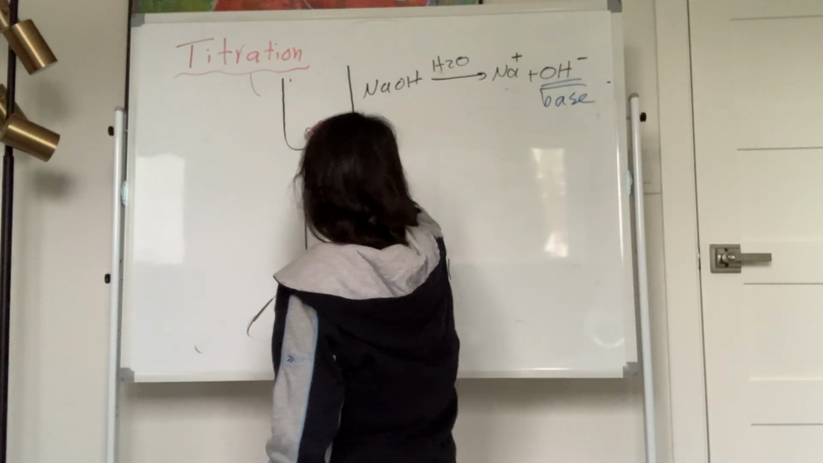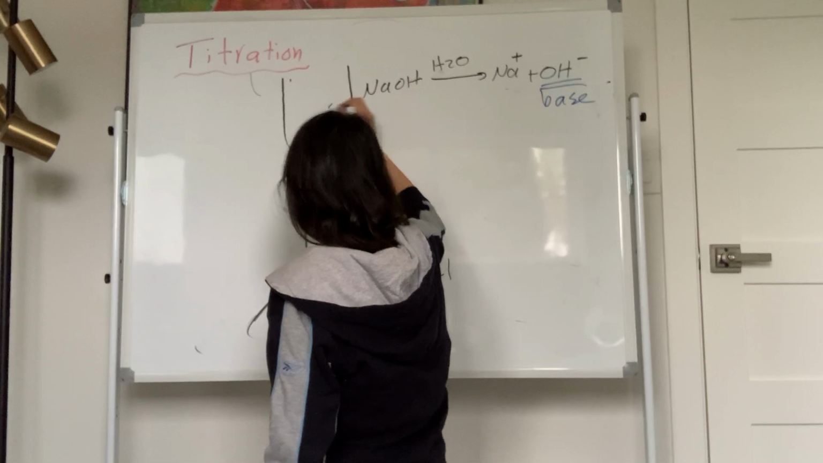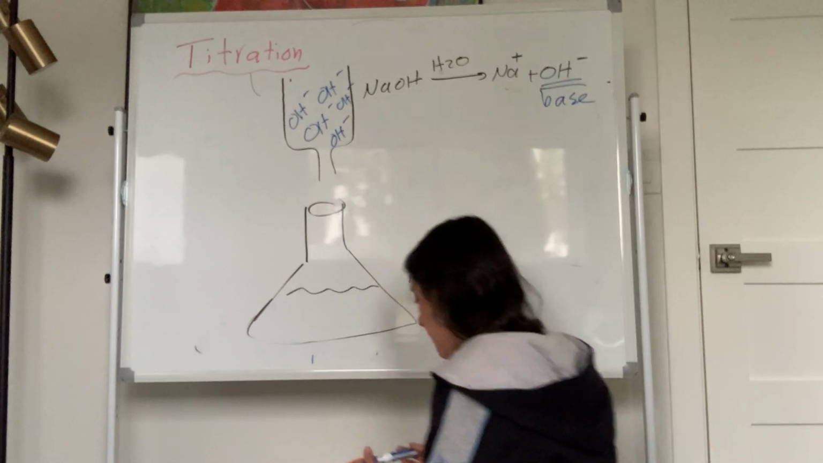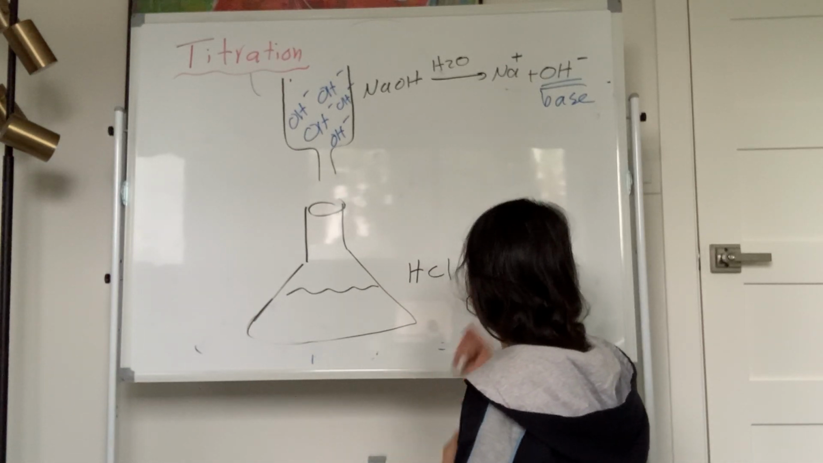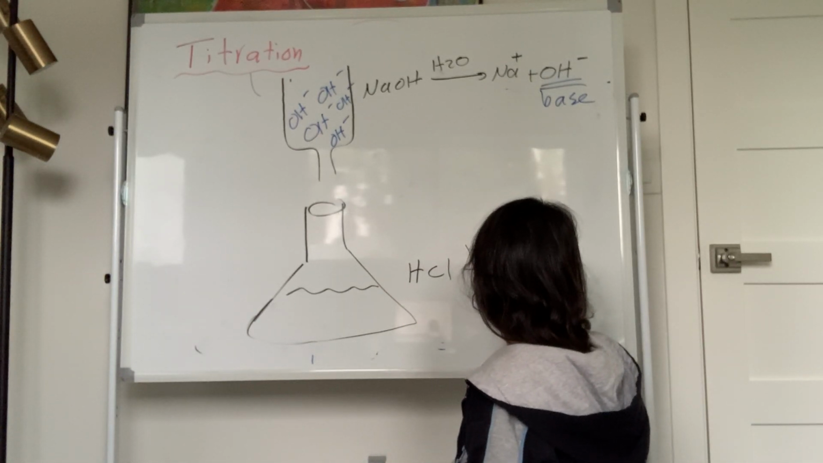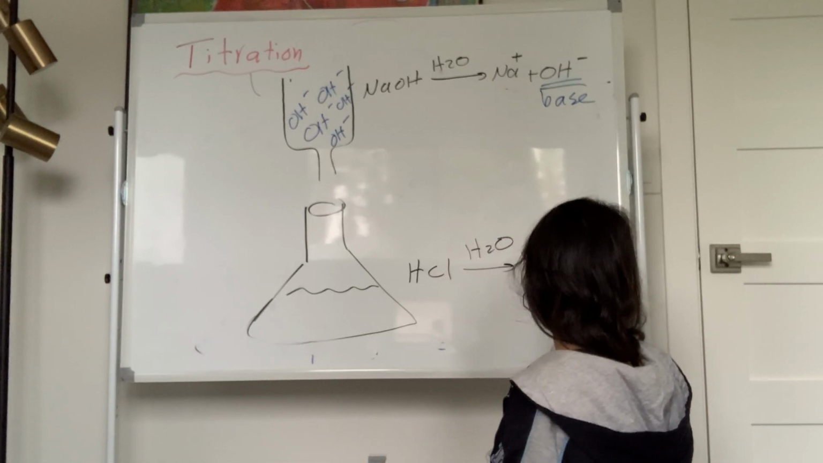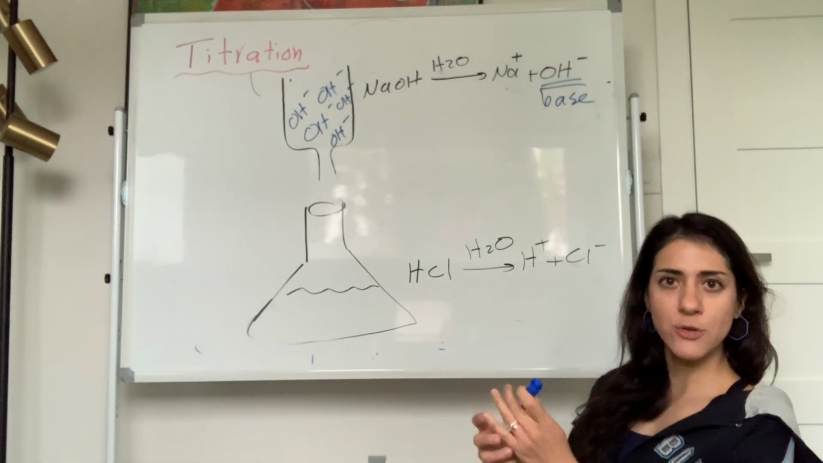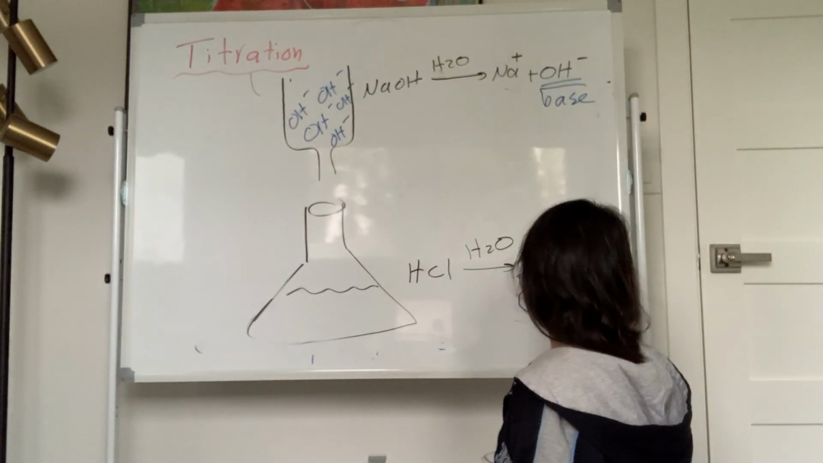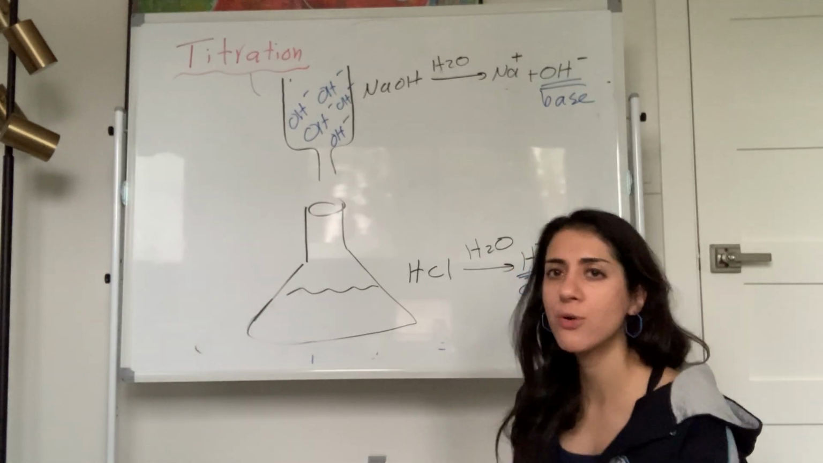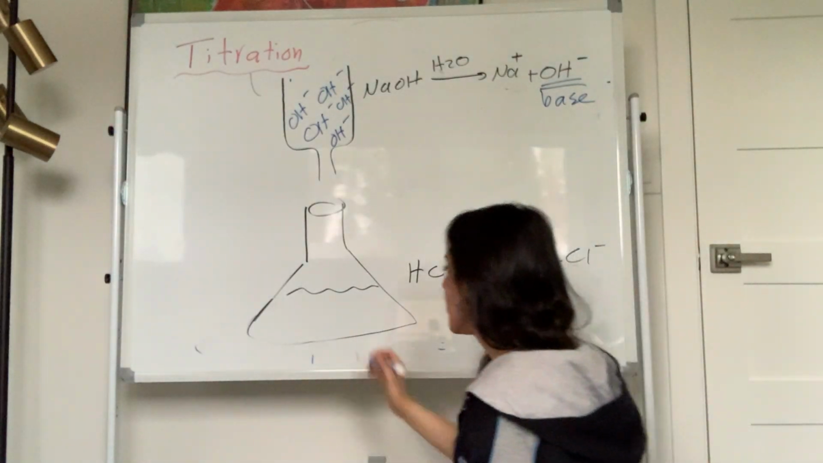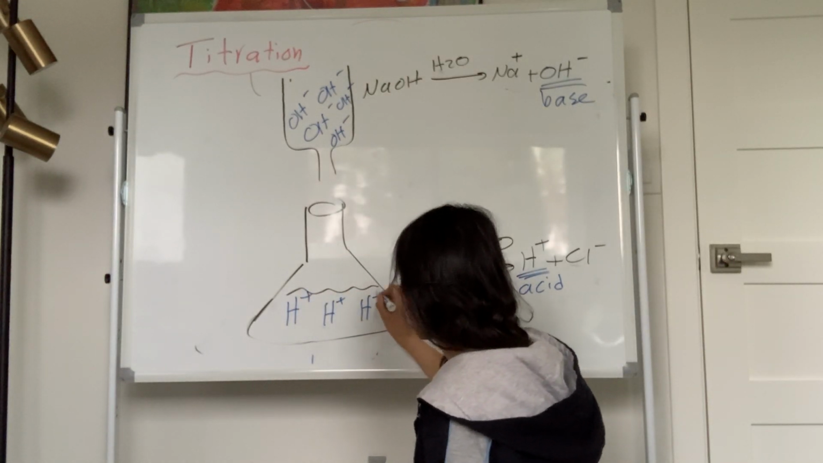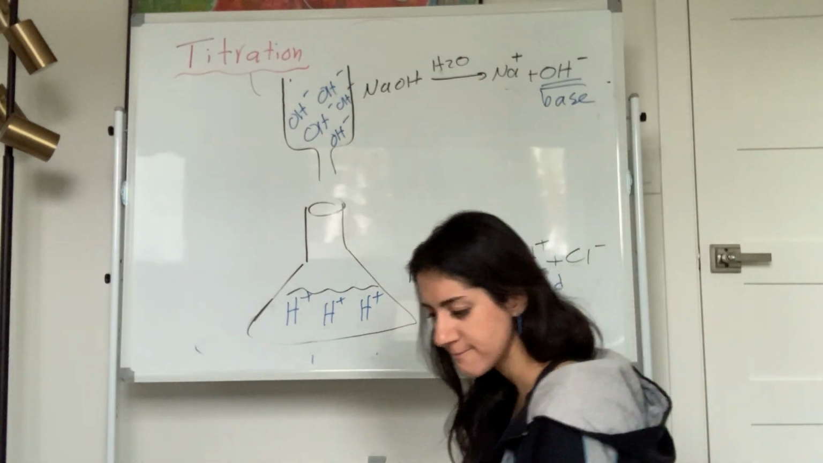So what I have here is a bunch of OH minuses, because that's what makes something a base. Now, down here I have hydrochloric acid. Hydrochloric acid in water would break up into H plus and Cl minus. What makes hydrochloric acid an acid? What makes anything an acid? This H plus. H plus is what makes something an acid. So what I have here are these H pluses. So far so good? Okay.